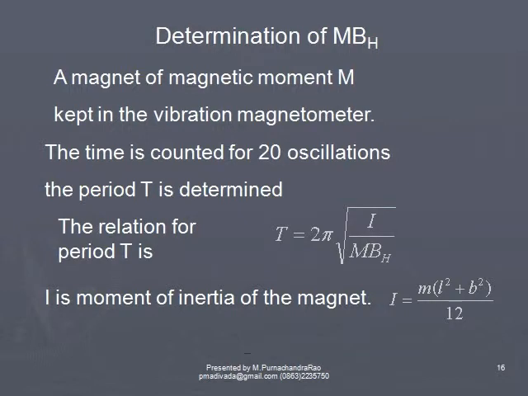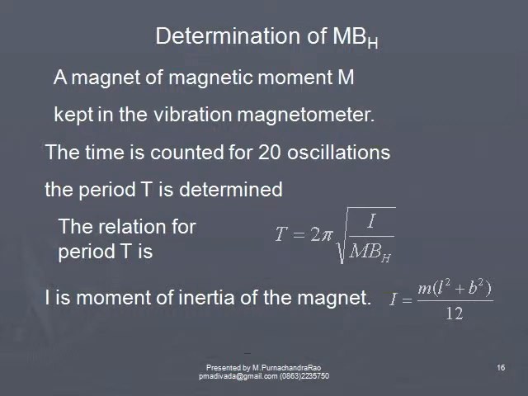Determination of mbh with vibration magnetometer. The vibration magnetometer is set up by making the initial adjustments. A magnet of magnetic moment M is taken and is kept in the stirrup of the vibration magnetometer.